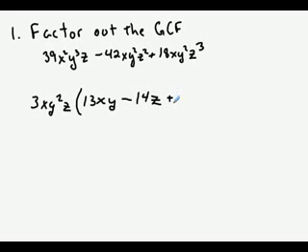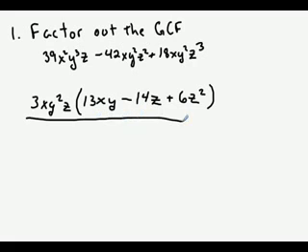In the last term, 18 contains a factor of 6. X gets factored out, y squared gets factored out, leaving us with a factor of z squared. This is our factored form, and so we're done.